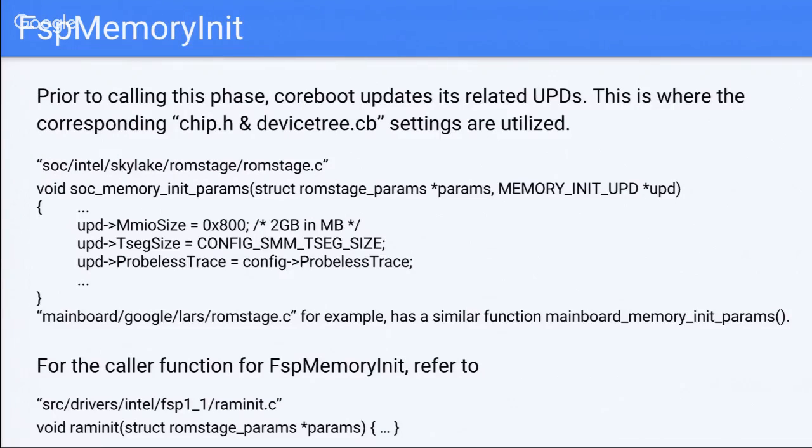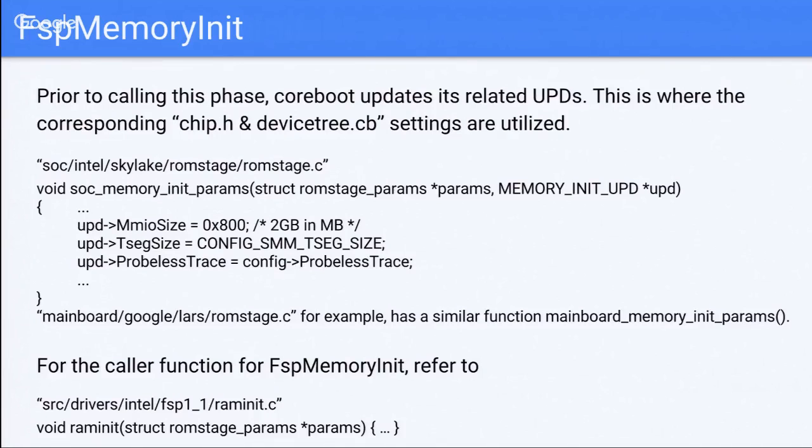Okay, FSP memory. This is the phase that's primarily doing memory training and the configuration. So the mechanism is, prior to calling this phase, coreboot will update its related UPDs. Remember, we talked about having options in the chip directory and device tree. So this is where those settings are honored and get utilized.